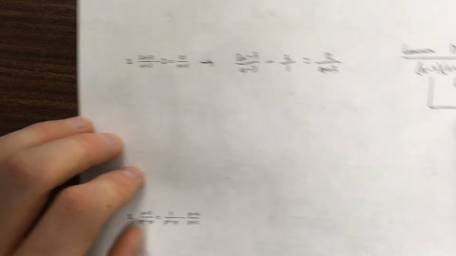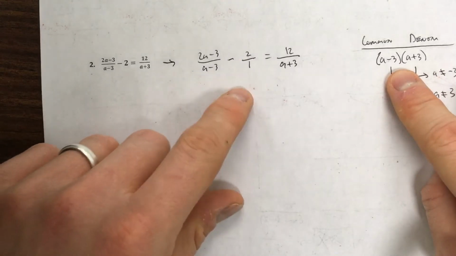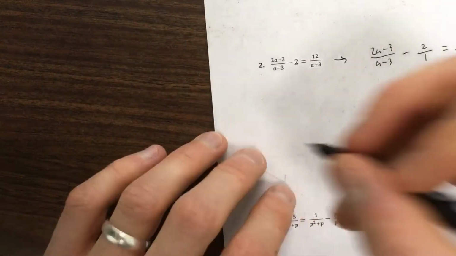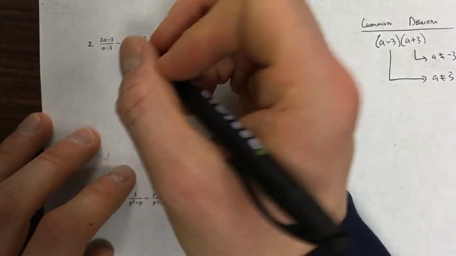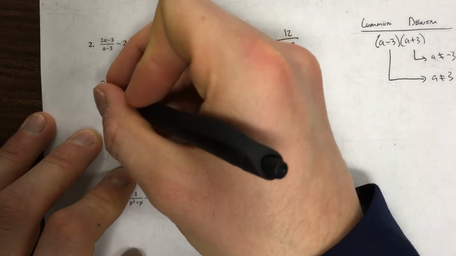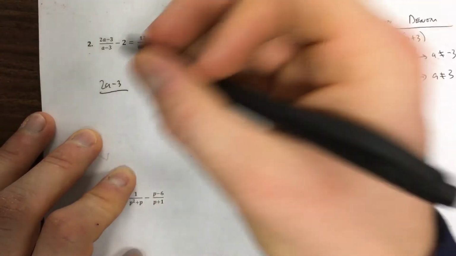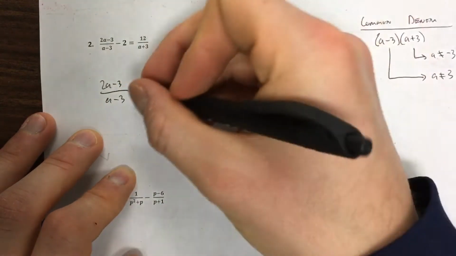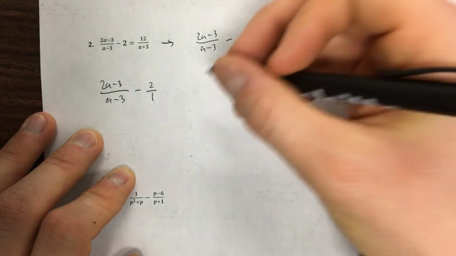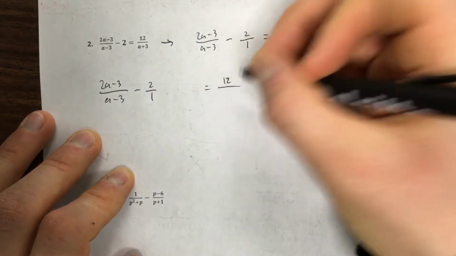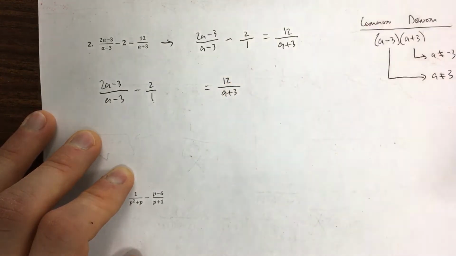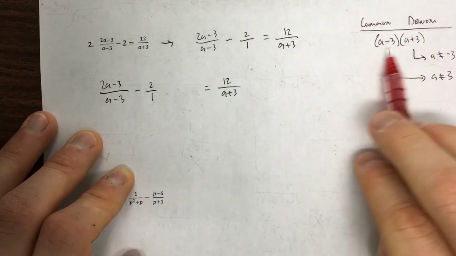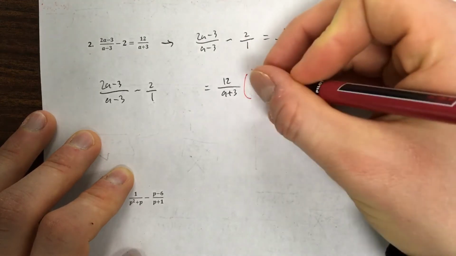All right, so now we have a common denominator. Let's multiply each term by that common denominator. So I'm going to rewrite the equation over here. A minus 3 minus 2 over 1 equals 12 over a plus 3. I'm going to multiply everything by my common denominator. I'm going to do that in red.